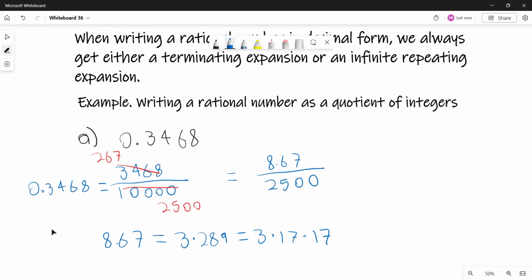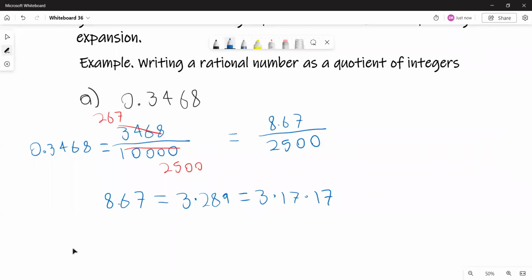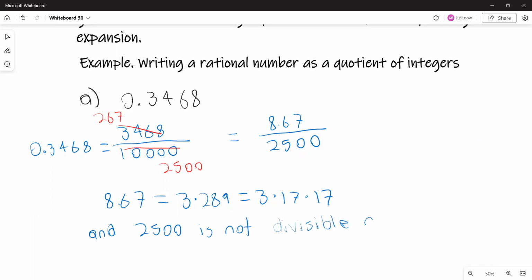And for this matter, 2,500 is not divisible by 3 or 17. From the divisibility rules, we can see that it's not divisible by 3. And if you try to divide 2,500 by 17, you'll see that the remainder is not 0. So this is not divisible by 3 or 17. So that's going to be the rational number as a quotient of integers, and that's as much as we can reduce.